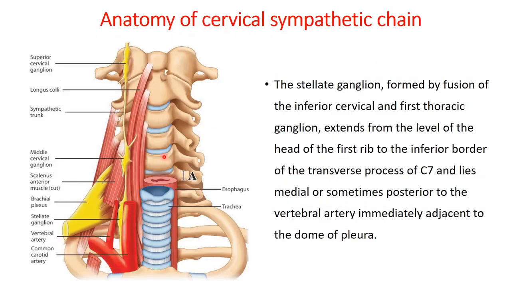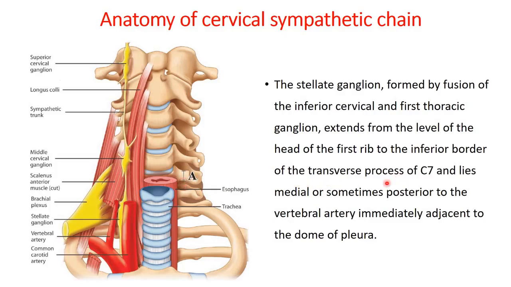Okay. So this is the stellate ganglion. What do you mean by stellate ganglion? The stellate ganglion is formed by the fusion of the inferior cervical and first thoracic ganglion. Here you can see the superior cervical ganglion, the middle cervical ganglion, and the stellate ganglion, which is formed by the fusion of the inferior cervical and first thoracic ganglion, and it extends from the level of the head of the first rib. Here you can see the first rib, up to the inferior border of the transverse process of C7.